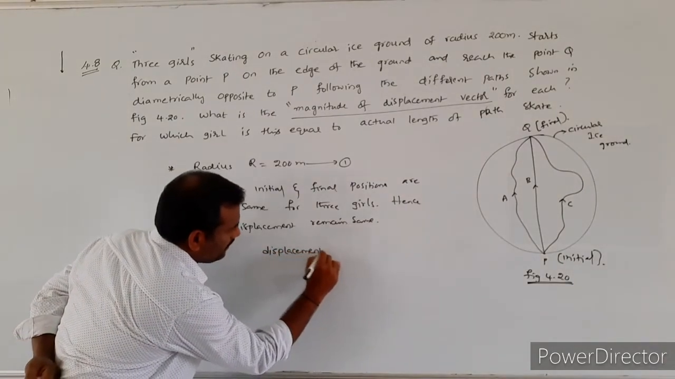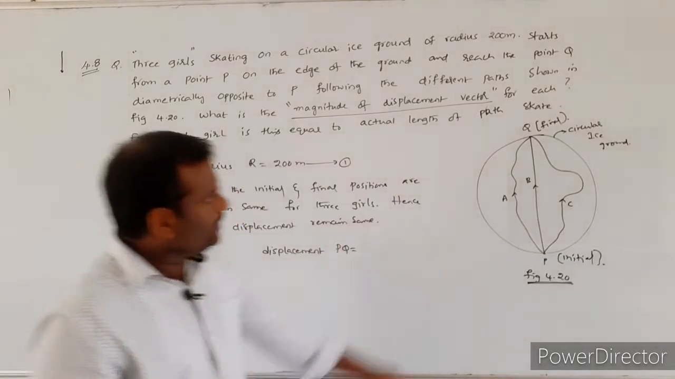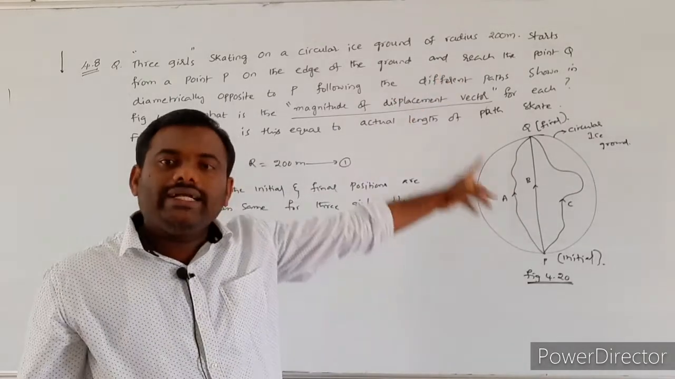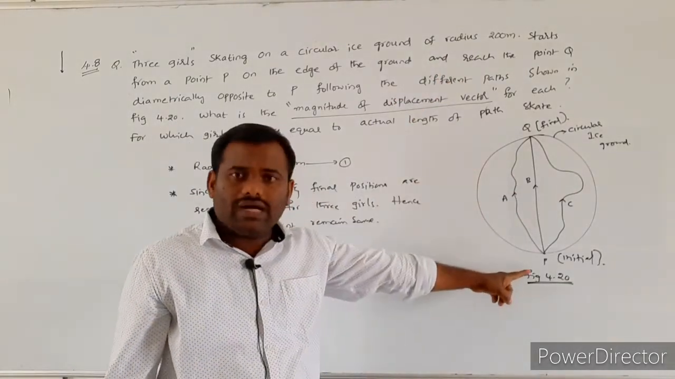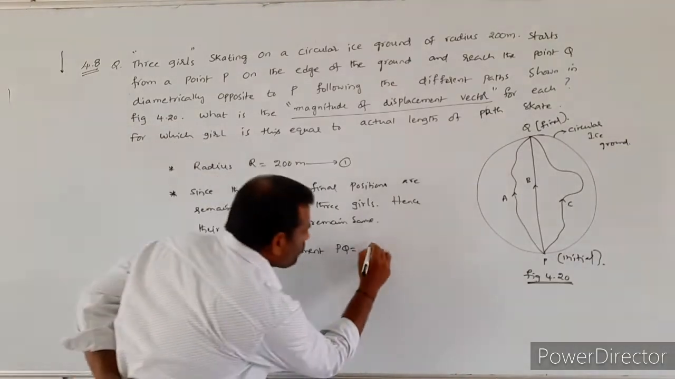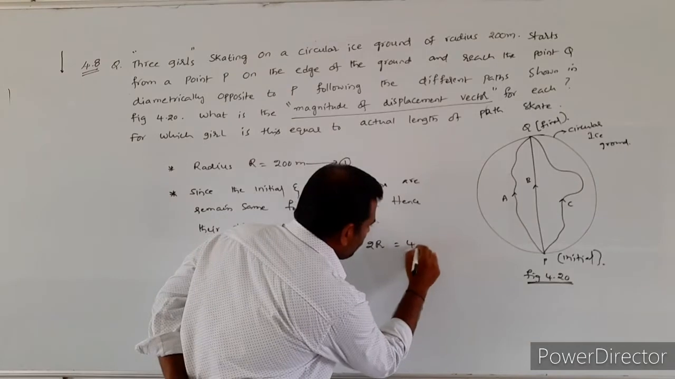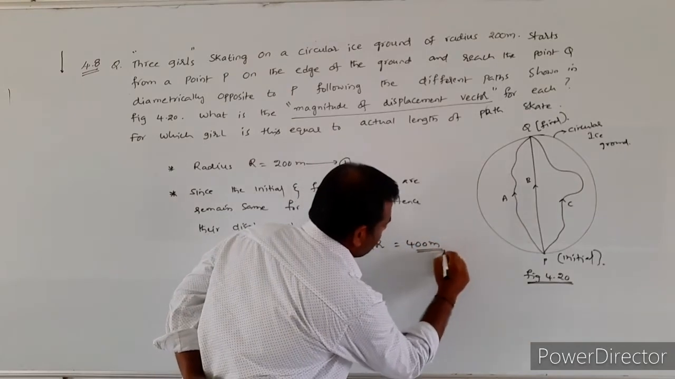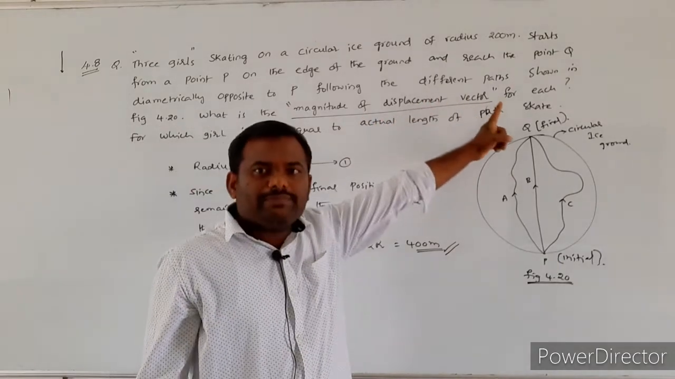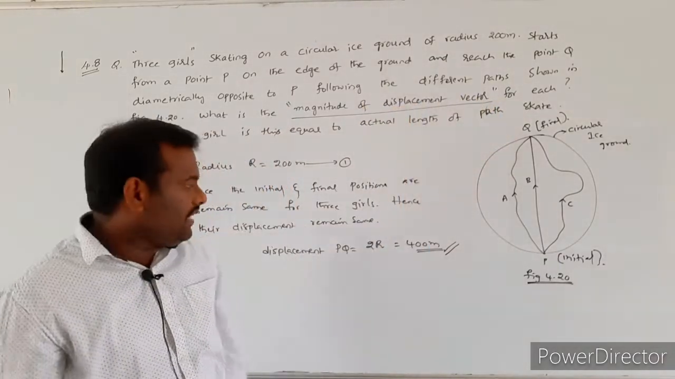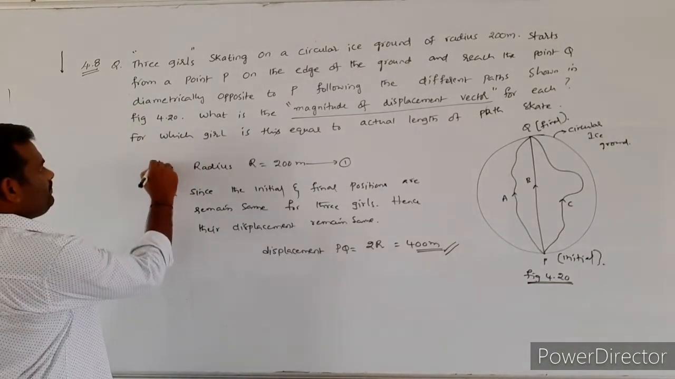Displacement PQ is nothing but the diameter of the circle. Displacement PQ is equal to the diameter of the circle, which we write directly as 2R. Its value is 400 meters. The magnitude of the displacement vector for each of the girls is 400 meters. This is the first part.